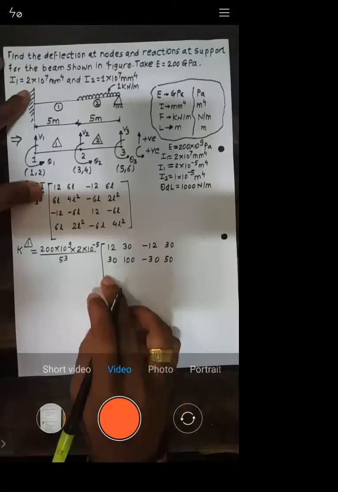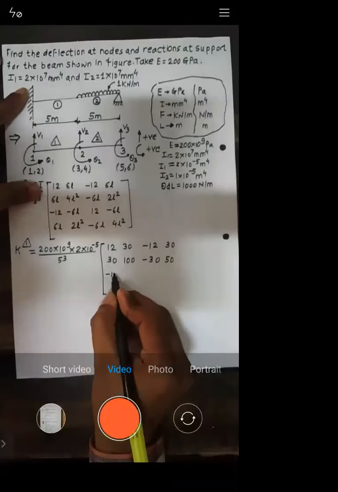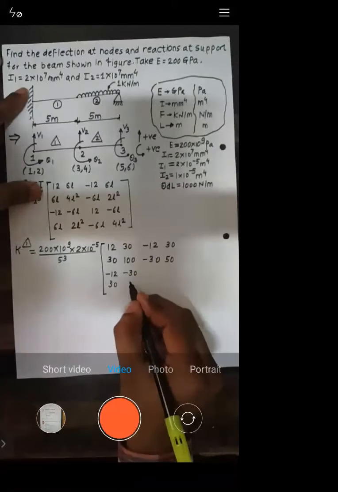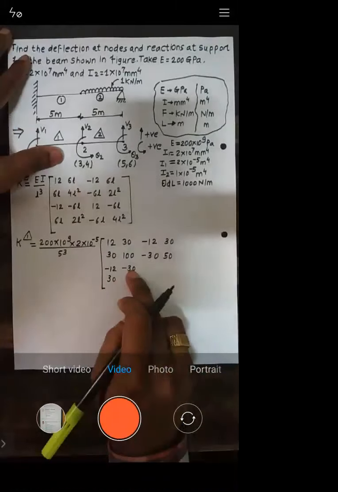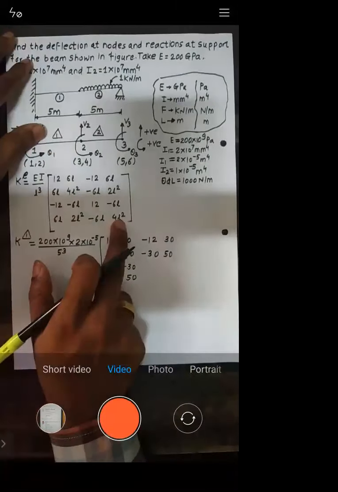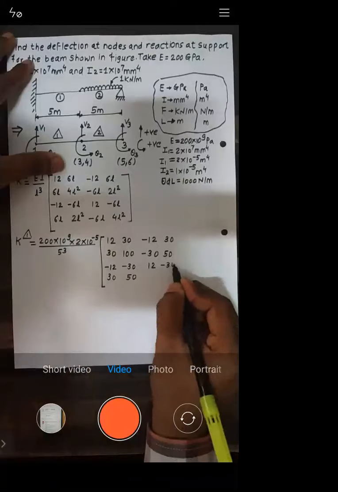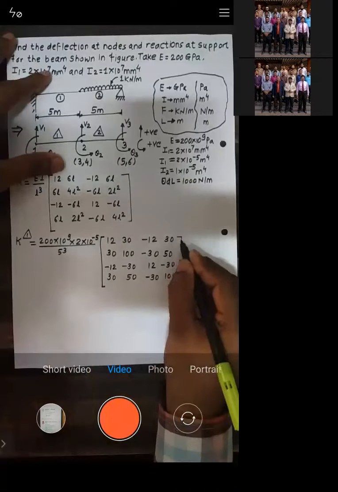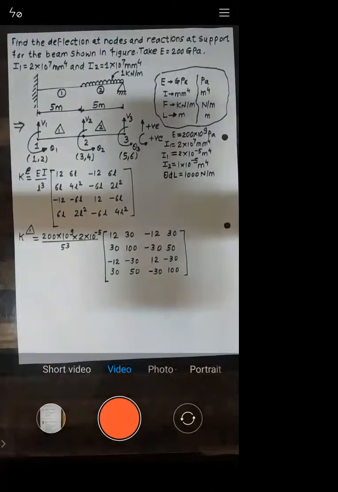Now come back to here. Same thing you have here, but the sign is negative, so I'll write down that. Minus 12, minus 30, 30, and 50. The same thing is here, but here you have minus sign. Now see, same thing is here only, but with the minus sign, so I'll just copy it. I'll write 12, minus 30, minus 30, and 100. Is it okay or not? Let me know, each of you.